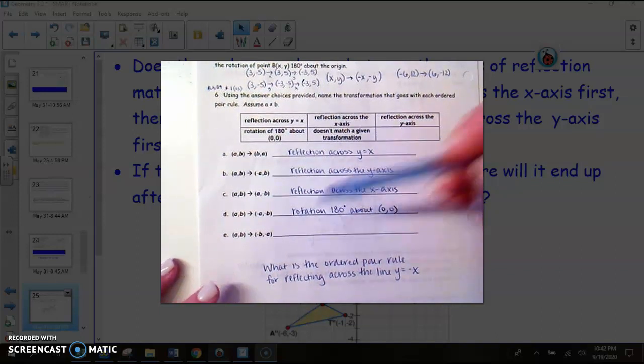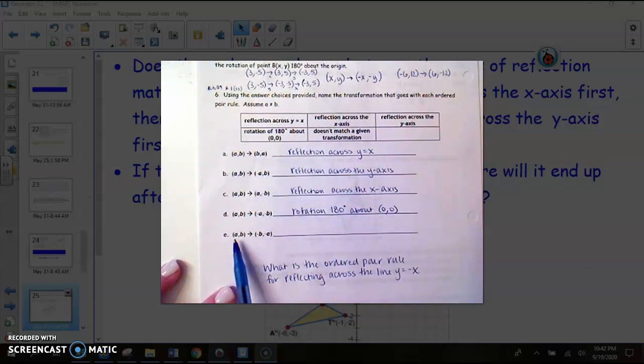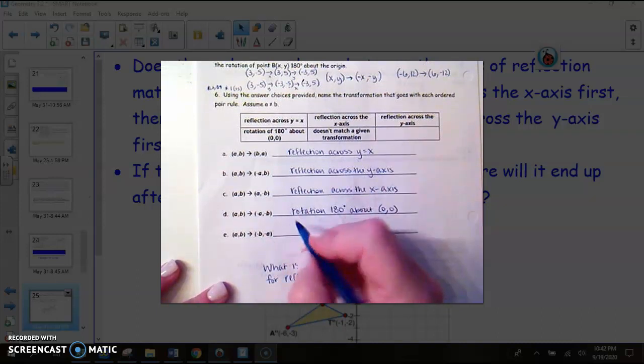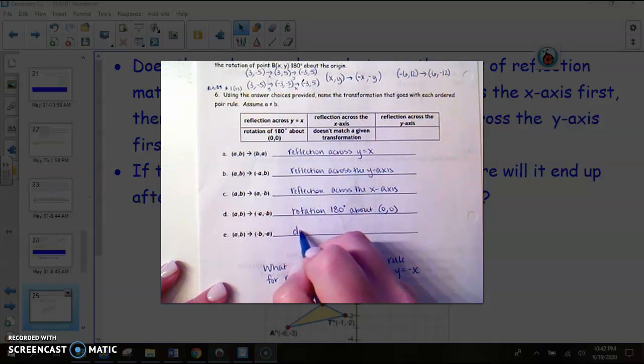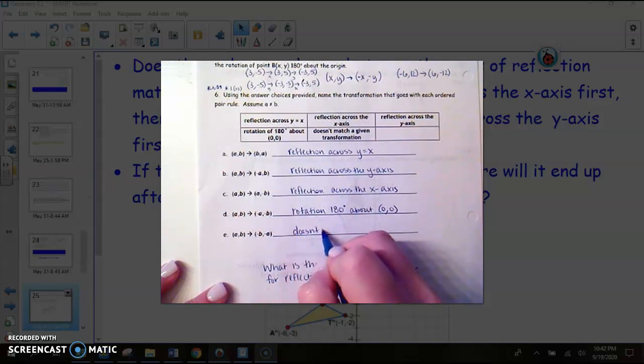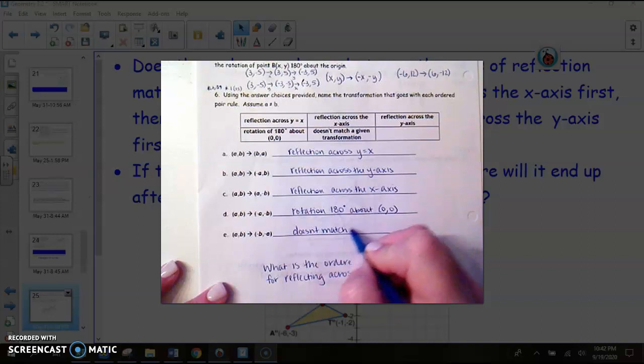And then this one is not one that we've gotten to yet, but we're going to talk about it in just a minute. What transformation is occurring if you take a point and not only do the x and y change places, but they change signs at the same time? At this point, that doesn't match the transformation that we have been given, but we'll talk about which one that is in just a moment. Doesn't match a given transformation.